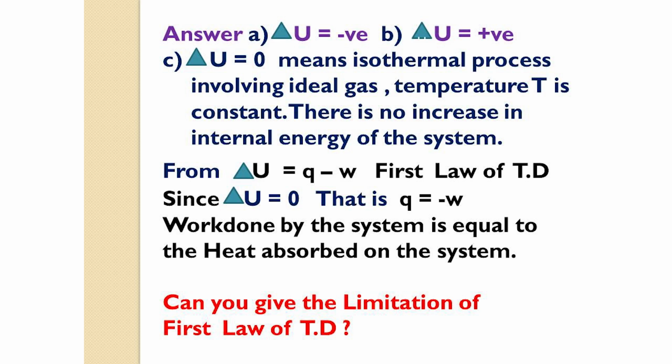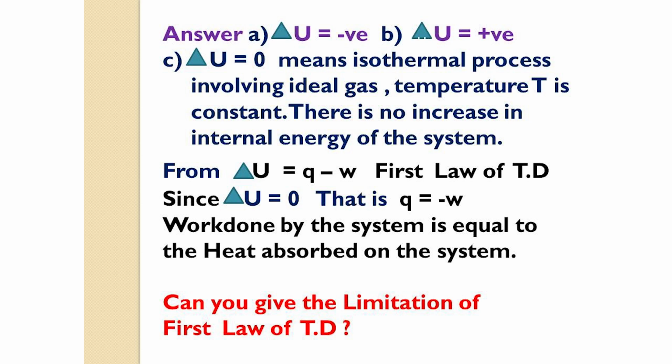You have studied the first law of thermodynamics. Can you give the equation? Delta U equal to Q minus W. That is, in this case, delta U equal to 0. Therefore, Q is equal to minus W. That is, work done by the system is equal to heat absorbed on the system.